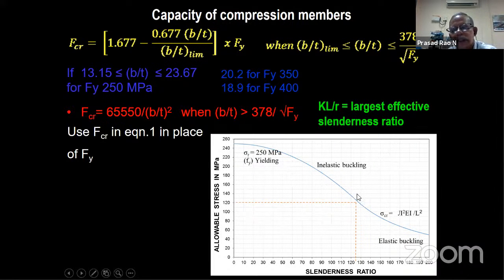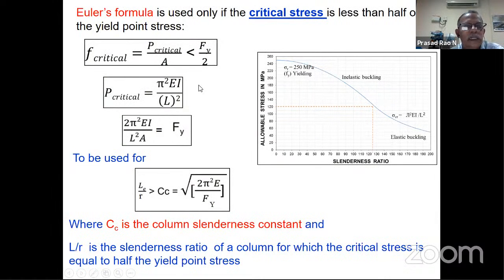If you see this curve, you can see inelastic buckling and elastic buckling. The elastic buckling range is pi square EA by L square. For mild steel, it is around 120. And this is the inelastic range. As I told you, it is derived from 0.5 Fi, P critical. That formula is coming from here, 0.5 Fi. Based on that, that CC limit is coming. You can see here, P critical by area is equal to Fi by 2. From that, CC limit is coming.